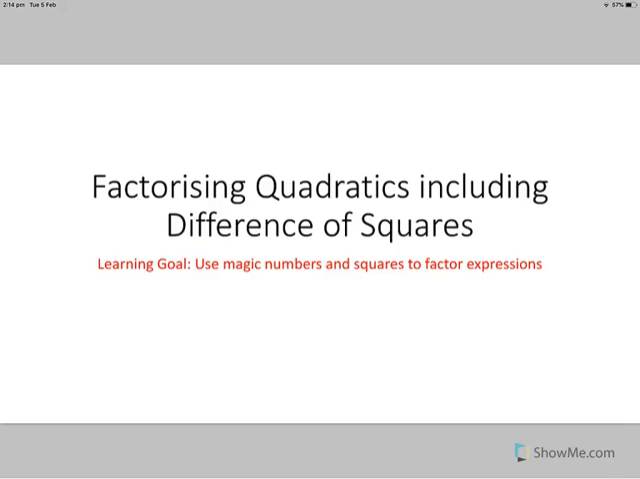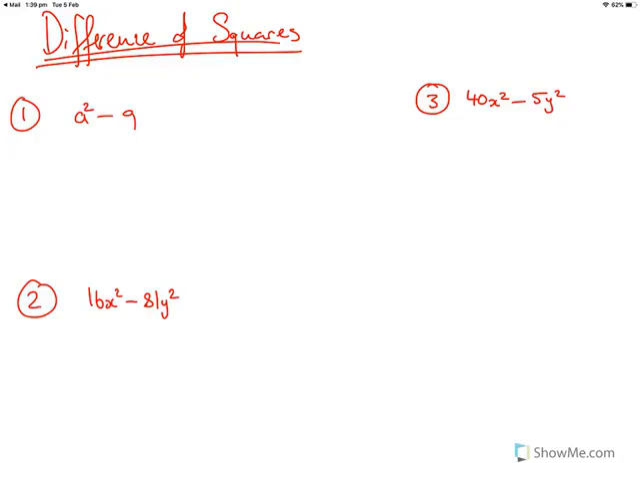Okay, so for this lesson we're going to be factorizing quadratics, including difference of squares. We often don't think of difference of squares as quadratics. So we're going to use magic numbers and squares to factor expressions. I need you to write this down, so probably pause it, because I'm going to go straight to the examples, because that'll be a better way of explaining it than me talking about it.